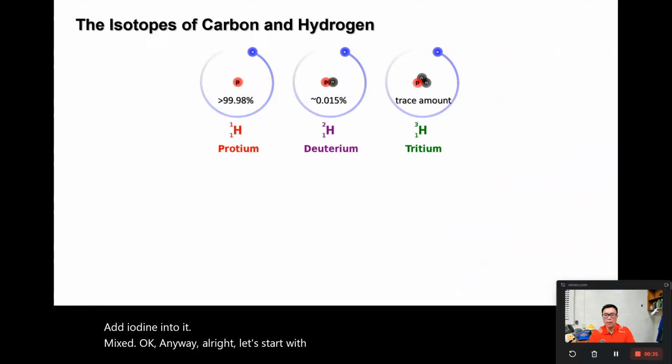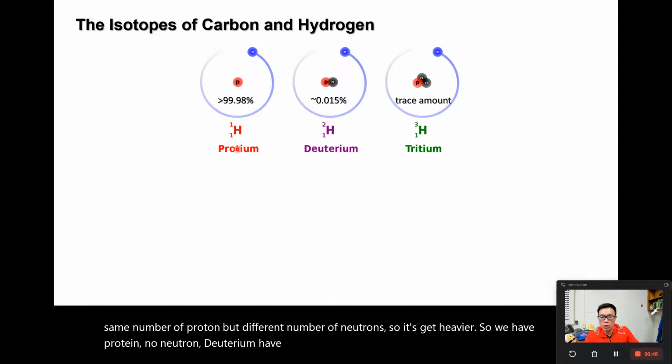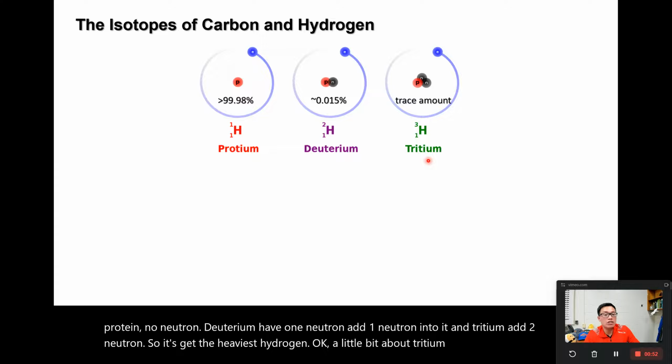So an isotope is an element that has the same number of protons but a different number of neutrons, so it gets heavier. So we have protium, no neutron. Deuterium has one neutron, and tritium adds two neutrons, so it's the heaviest hydrogen. A little bit about tritium. Tritium is an isotope of hydrogen.